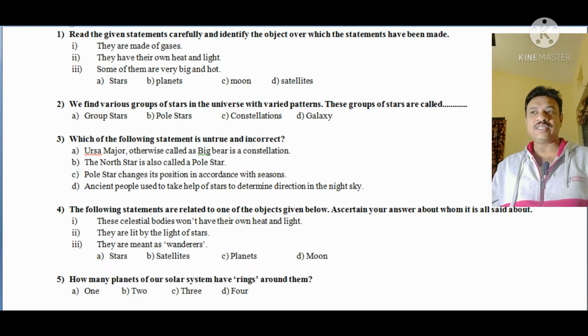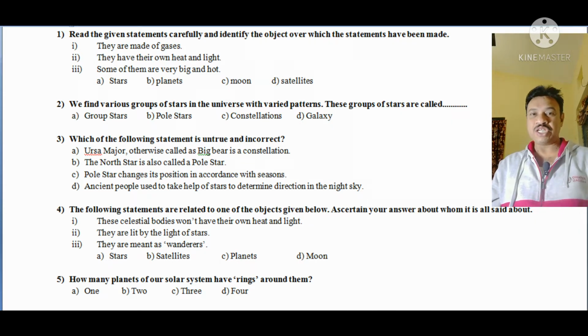Satellites are natural satellites, but they too don't have their own heat and light, and they are lit by the light of the stars. But they are not called wanderers. Satellites are never called wanderers. In Greek, wanderers is the word planet. The word planet has been derived from the word planatia.